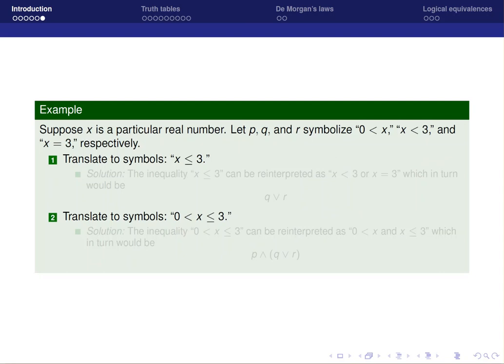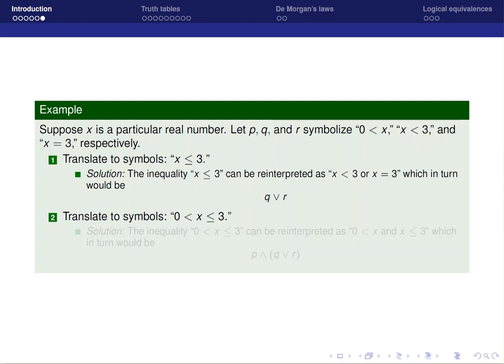Okay, so in this case, the letter P represents the inequality 0 is less than x. The letter Q represents the inequality x is less than 3. And finally, the letter R represents x is equal to 3. And notice how we're using small letters because these are all statements. So how would I translate the following, x less than or equal to 3? Well, the key is how we said the inequality. We said x is less than or equal to 3. So therefore, in symbols, it would be Q or R.